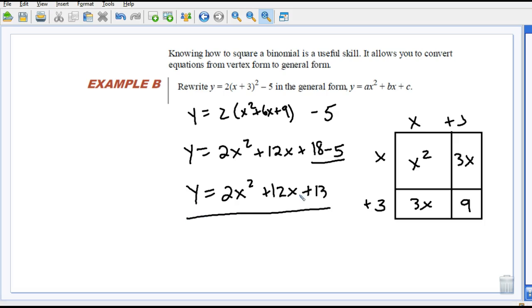And there is general form, right? ax squared plus bx plus c. So there we go. That's what it is.